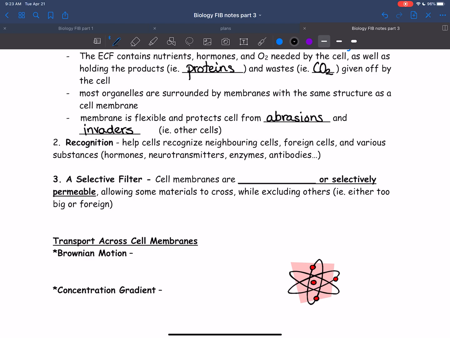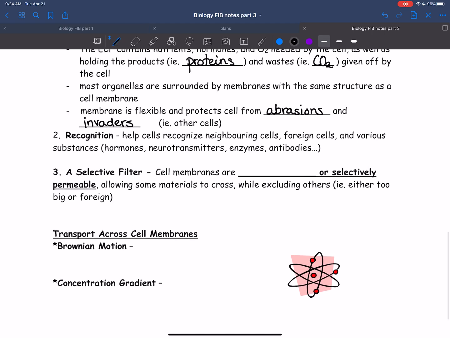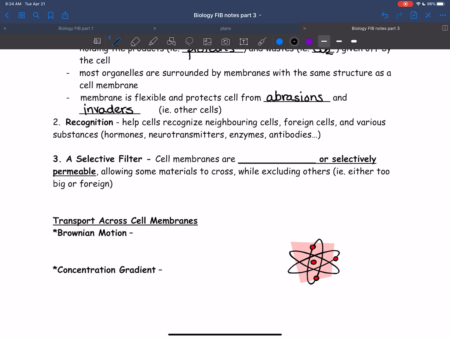Enzymes, these are things that are going to speed up reactions. Antibodies that are going to help you fight invaders, okay? So in a way, the membrane has to be a selective filter. It has to be semi-permeable, or selectively permeable is another way of saying that.